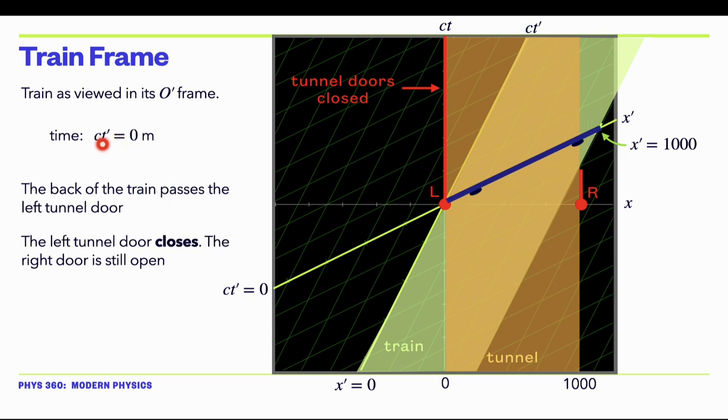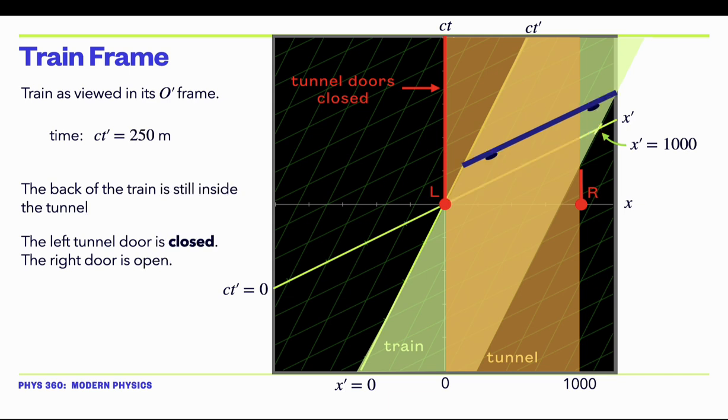When we get to CT prime equal to 0, that's when the left side of the train just passes the left side of the tunnel. We now can close the left door to the tunnel, but now the front of the train is already poking out from the tunnel. So again, we're not trapping it in there. And if you go forward, then, we just have to keep that right-hand door open until the train leaves.